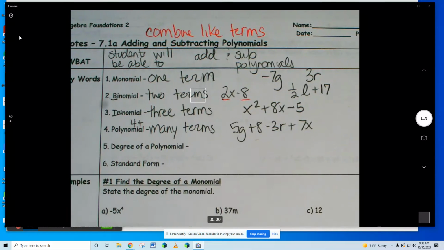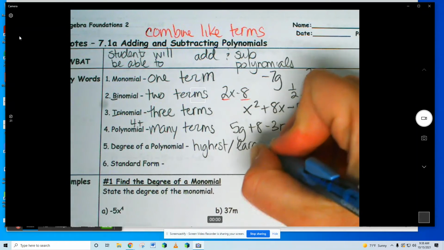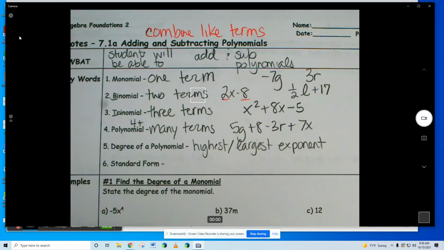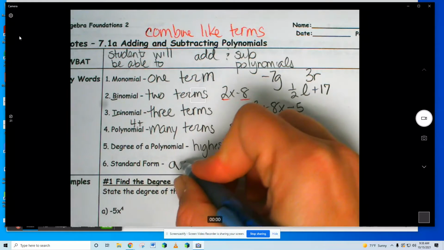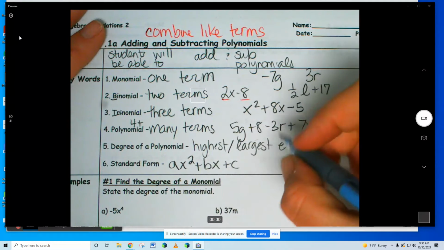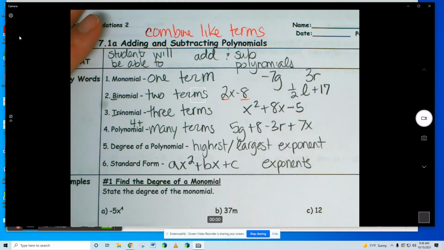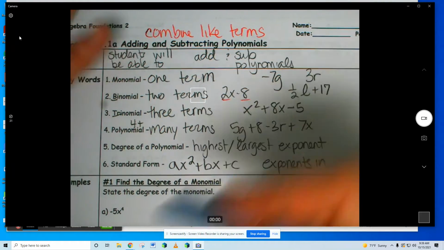The degree of a polynomial is the highest, or largest, exponent. And standard form is going to be like ax squared plus bx plus c. The largest exponent goes first. The exponents go in decreasing order. The largest one first, then the next, then the lowest. I'll just say the exponents decrease.